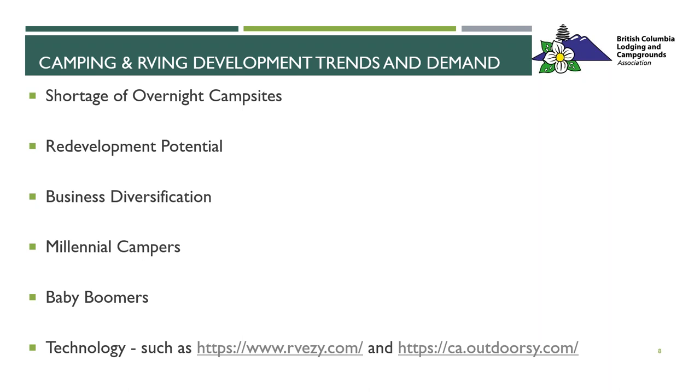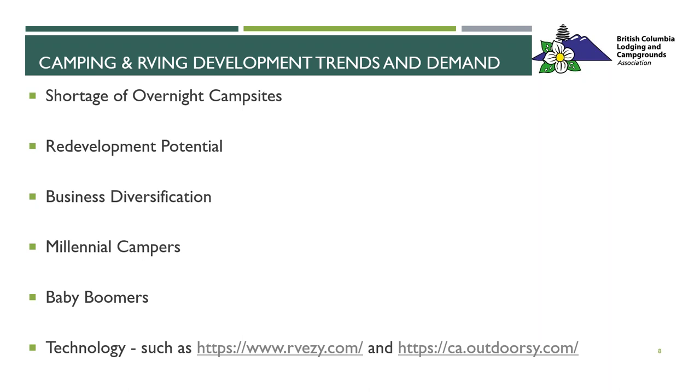Business diversification in the private sector: the RV park operators are actually diversifying their business to make their campgrounds more sustainable income-wise year-round. We're seeing more winter rentals. We're seeing yurts. We're seeing year-round seasonal rentals. We're seeing a move towards glamping, putting in high-end tents, trailers, and authentics for people to rent because they have a higher yield.